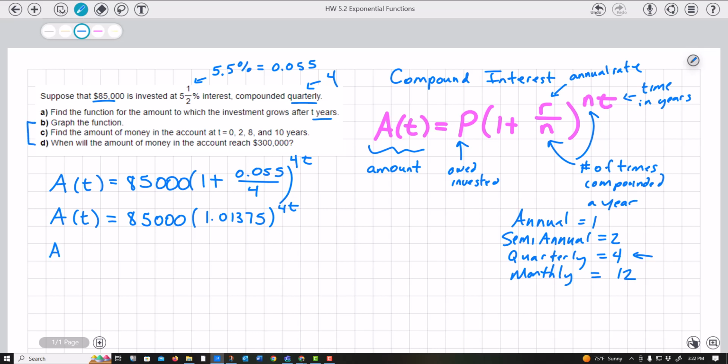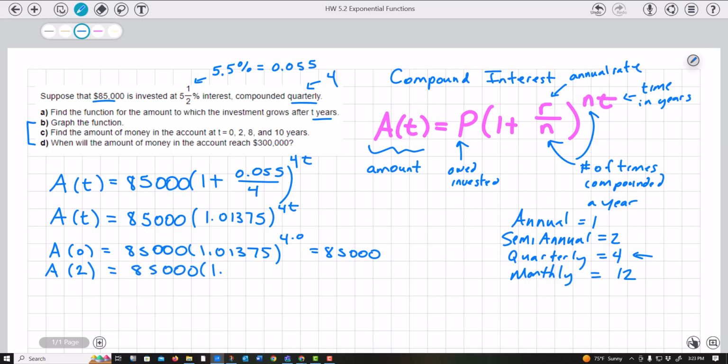When it asks you to find the amounts, you just simply plug in these values. 85,000 times 1.01375 to the 4 times 0. So that, of course, at the very beginning would just be how much you owed. I'll do another one, 2: 85,000 times 1.01375 to the 4 times 2. When I threw that in a calculator and they wanted you to round it, I got that value, and so on. So you do the same thing.